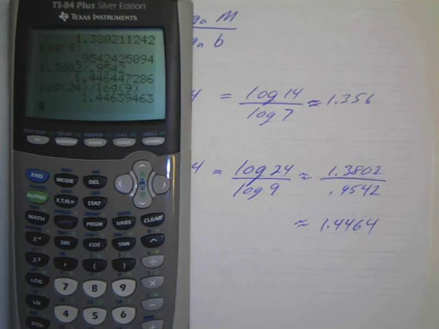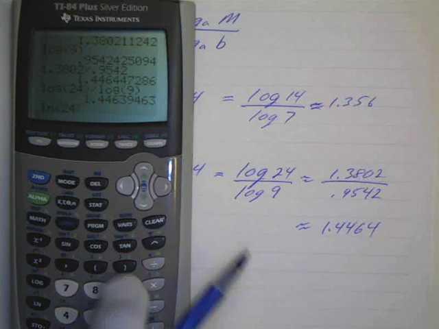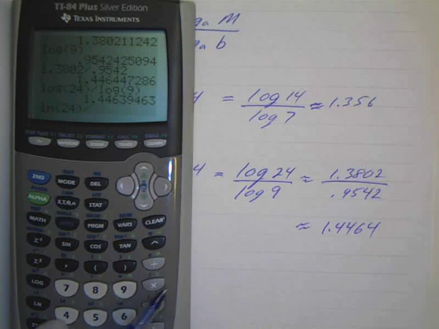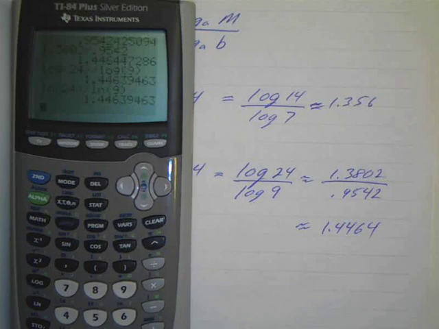And again, if you use natural log, you get the same thing, so you can see that. We can just show you one more time. The natural log of 24 divided by the natural log of 9. You get the same exact thing.